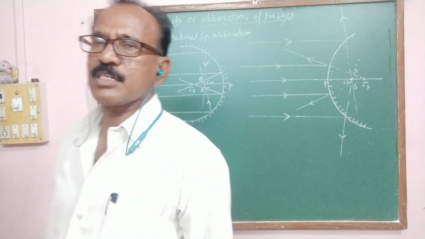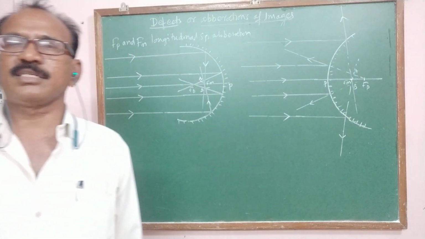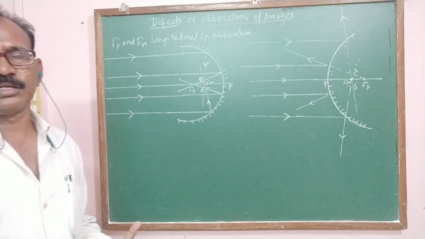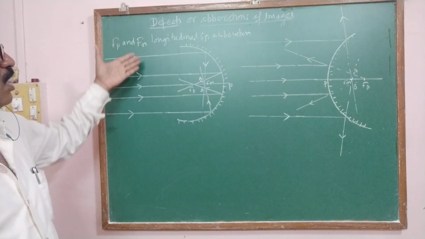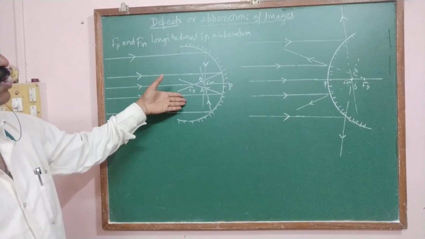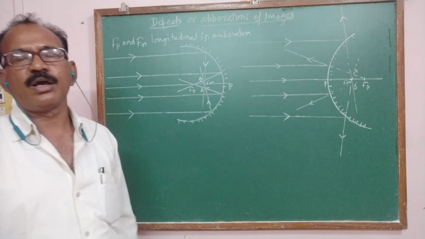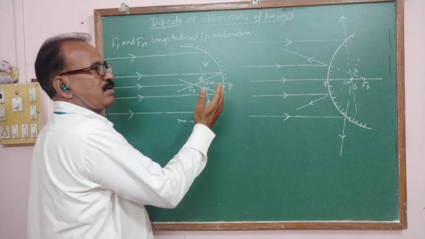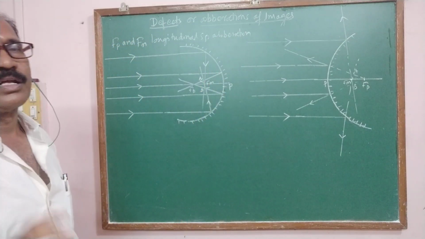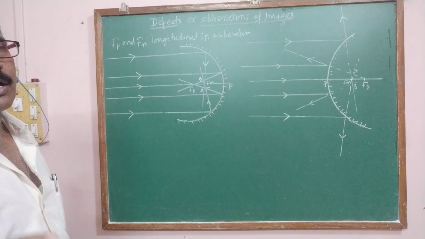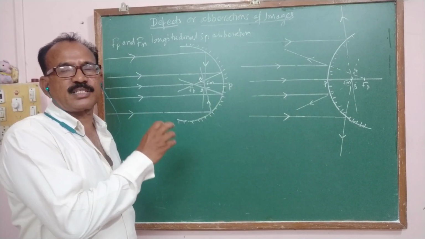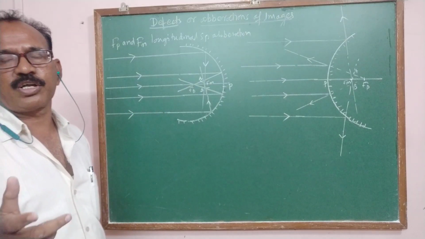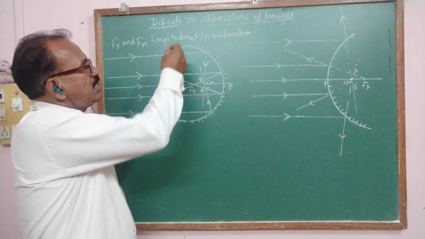Aberrations of images are formed because of the curvature of the mirrors or lenses. Here these are the aberrations in the case of the concave mirror, and these are the aberrations in the case of the convex mirror. But if you take parabolic mirrors or parabolic lenses, the aberrations are reduced. Different types of defects are there in the formation of an image, like coma, astigmatism, aperture, distortion. Among them, the special one is spherical aberration.